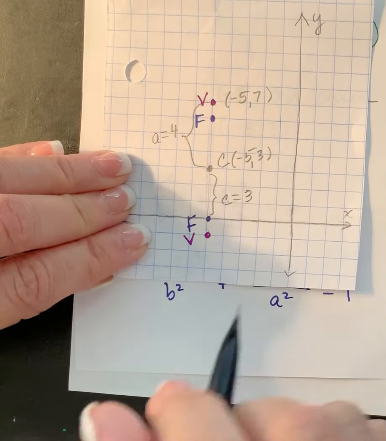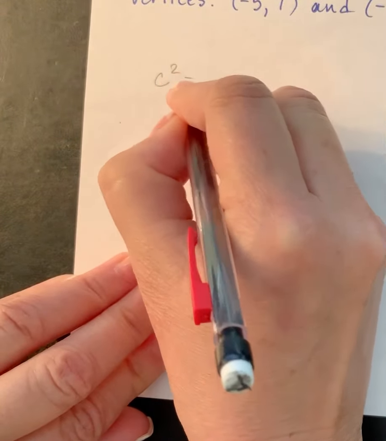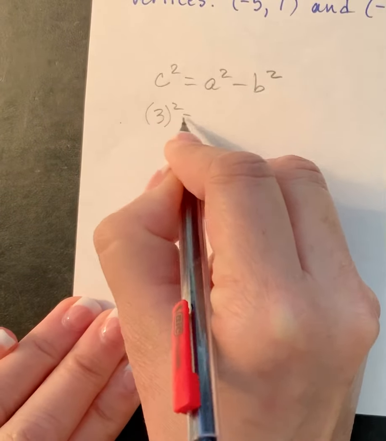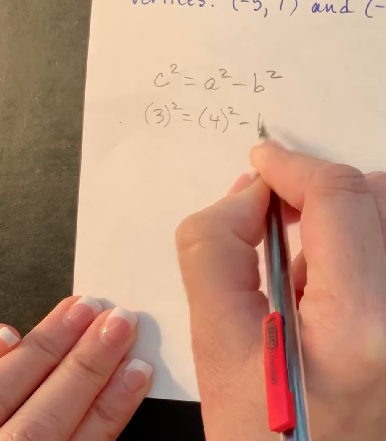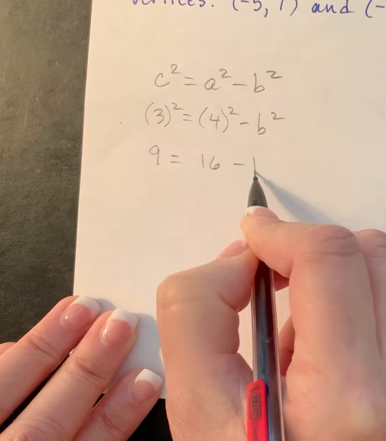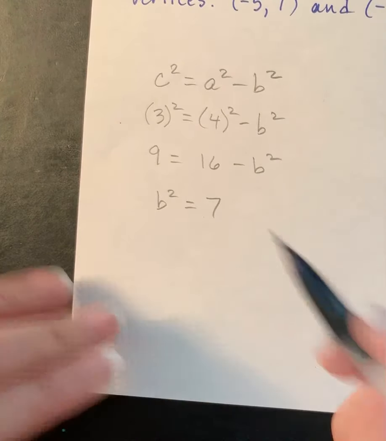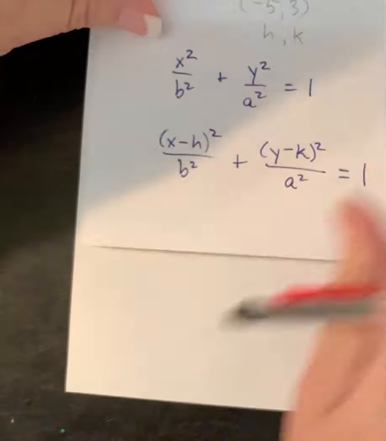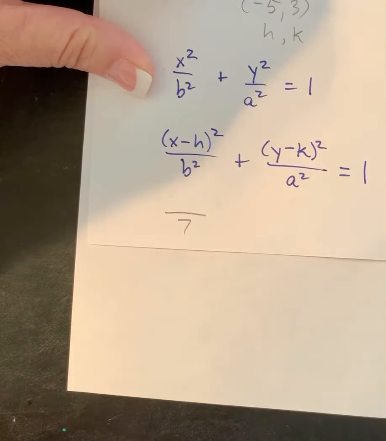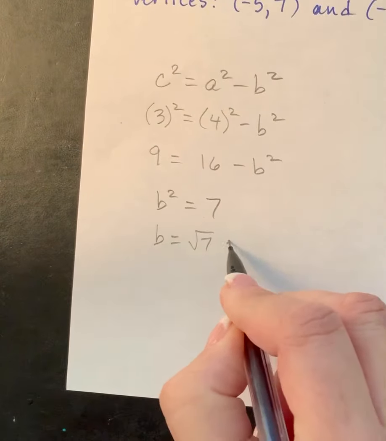Okay, and we have the formula for an ellipse that c squared is equal to a squared minus b squared. So 3 squared is equal to 4 squared minus b squared. This allows us to find b squared. So you're going to have 9 is equal to 16 minus b squared, or b squared is equal to 7. Now, that's all you need to answer this question, because we needed to know what b squared was. So it's just going to be 7. b would be the square root of 7, which is approximately 2.6.